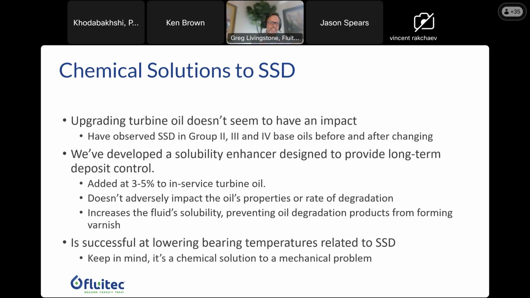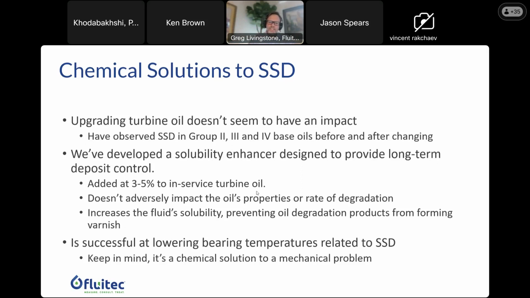We did not design this chemistry for shear stress deposits, but we found that by increasing the solubility of the oil, it actually is preventing, under these extreme mechanical conditions, deposits from forming. So we have seen it be successful at lowering bearing temperatures related to shear stress deposits.